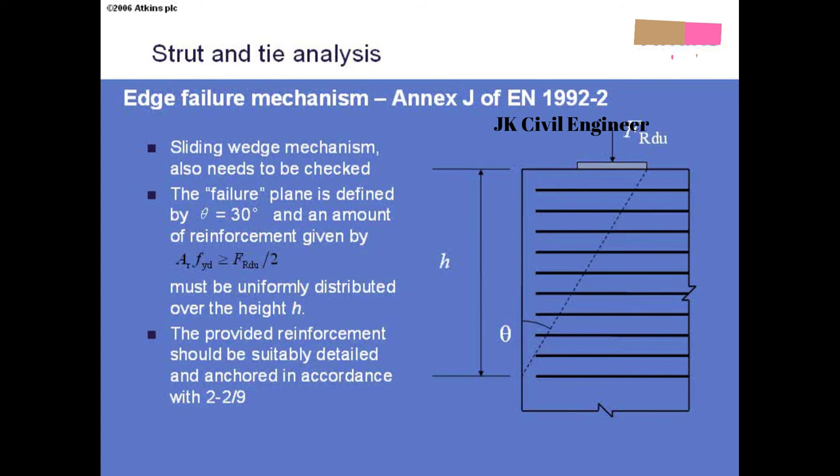The last thing I'll mention, which is not really strut and tie, but it's kind of needed in the same cases, if you like, when you're analysing piers, is something that's in Annex J of Eurocode 2, Part 2, and I must confess that opinion is somewhat divided as to whether this is really necessary or is a real problem. It doesn't seem to be particularly well supported by tests and is rather conservative, but it's a sliding wedge failure mechanism which the Eurocode requires you to consider, and this is really trying to pick up the situation of putting a bearing on a leaf pier too close to the edge.